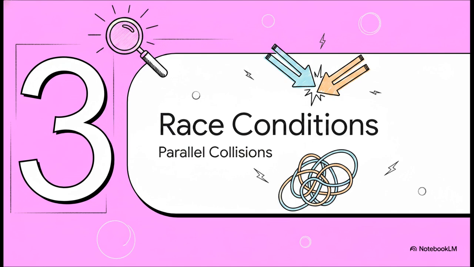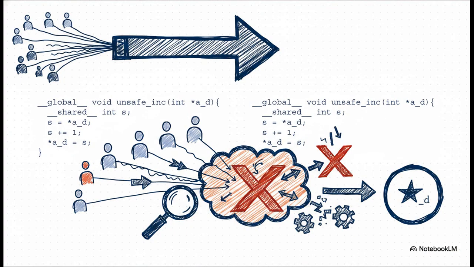All right, on to Section 3, solving race conditions. So great detective work on the bounds checking. Now we're going to shift our focus from memory boundaries over to parallel collisions. Take a look at these two snippets showing an unsafe int kernel.